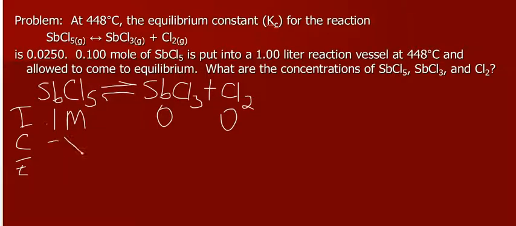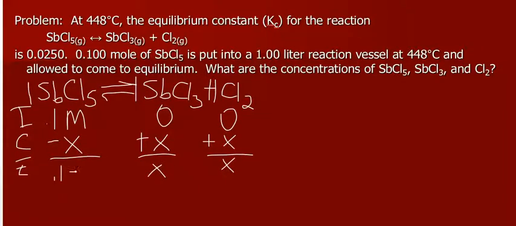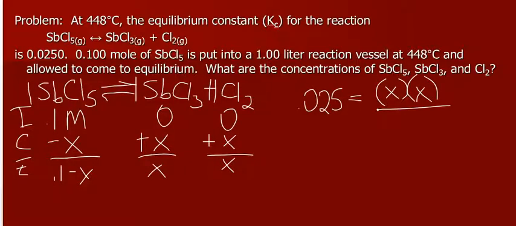So I'll say the change here is minus x, and the coefficients are all 1, 1, 1. So if the change is minus x here, on the product side it'd be plus x, because I don't know the equilibrium concentrations of anything. Okay, so there's my ICEBOX set up. And I know that K, which is 0.025, is equal to products at equilibrium, that's x times x, divided by reactants, which is 0.1 minus x.